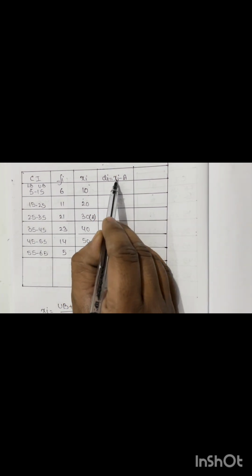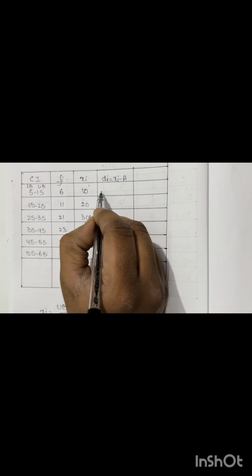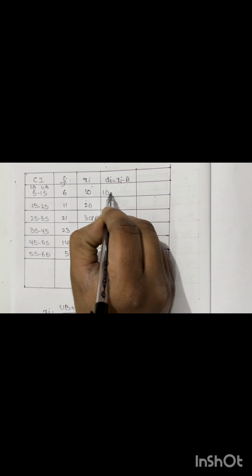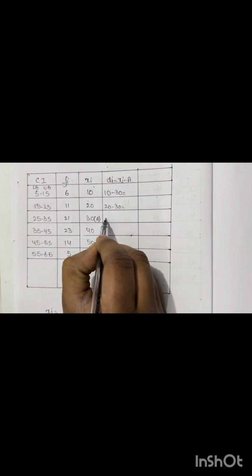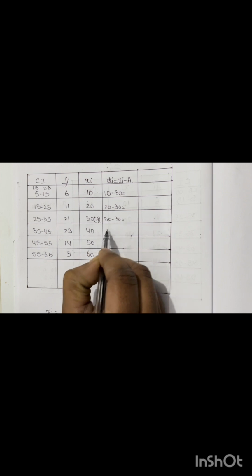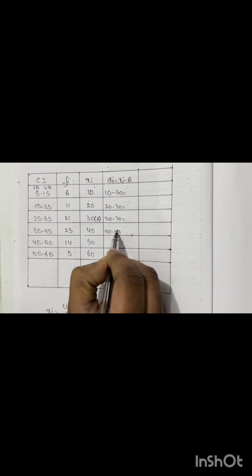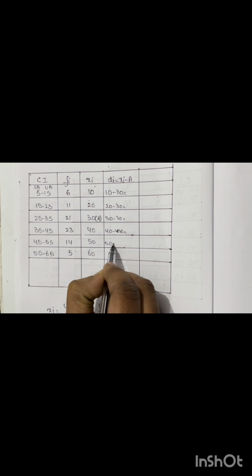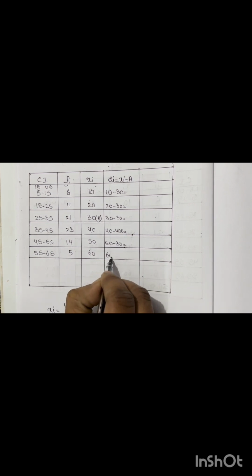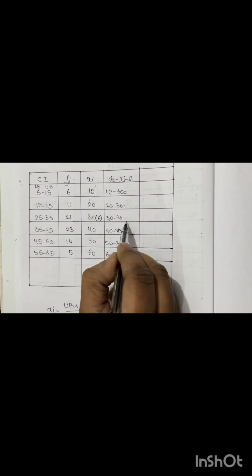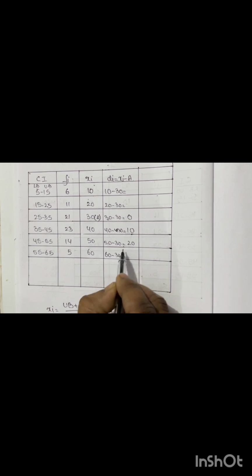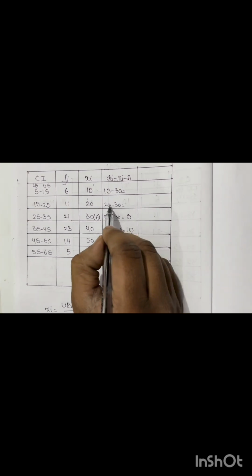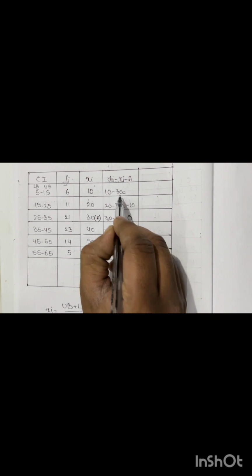Now for the di column, the formula is xi minus a. xi is 10, a is 30, so 10 minus 30, here 20 minus 30, here 30 minus 30, the next is 40 minus 30, 50 minus 30, here it is 60 minus 30. So 30 minus 30 is 0, 40 minus 30 is 10, 50 minus 30 is 20, 60 minus 30 is 30, 20 minus 30 is minus 10, 10 minus 30 is minus 20.